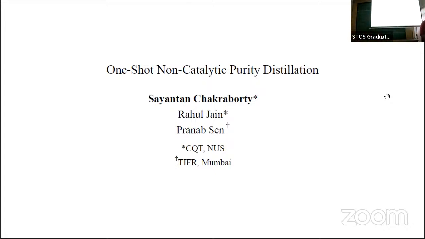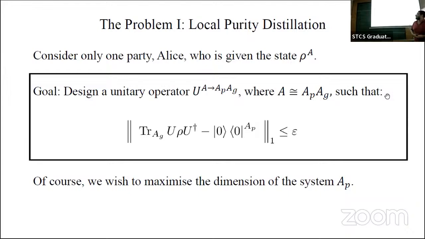Actually, the problem has 2 parts, but I want to go a little slowly. Okay, so this is problem part 1. This is called the local period distribution problem. Given any quantum state on some system A, which we call rho A, can you design a circuit, or otherwise a unitary operator U, on A to an isomorphic system A'G?